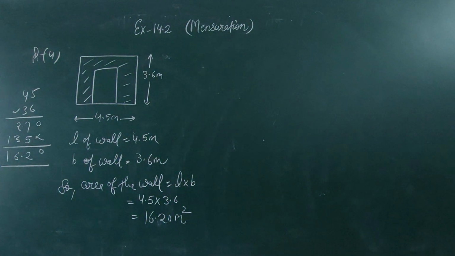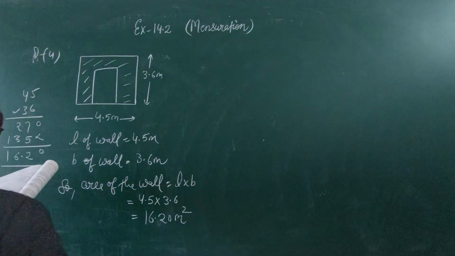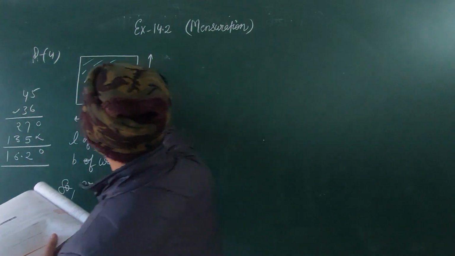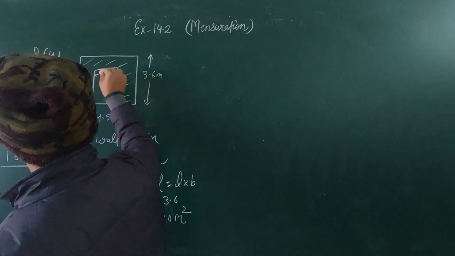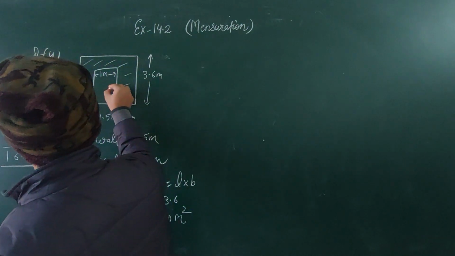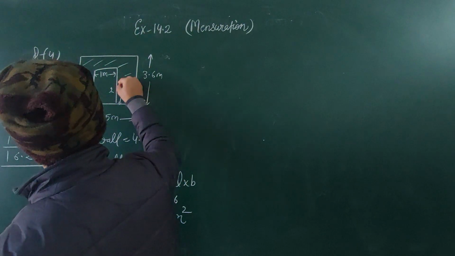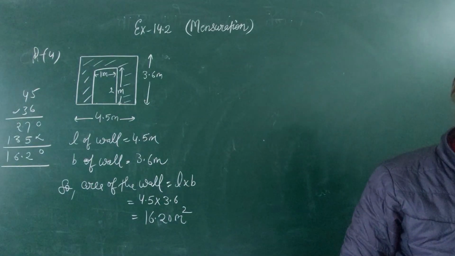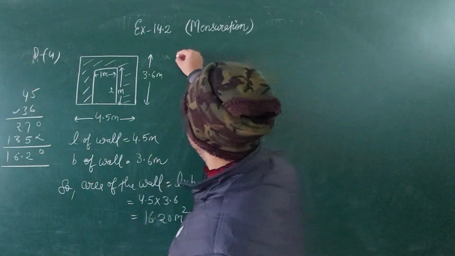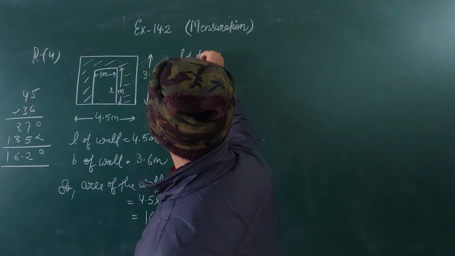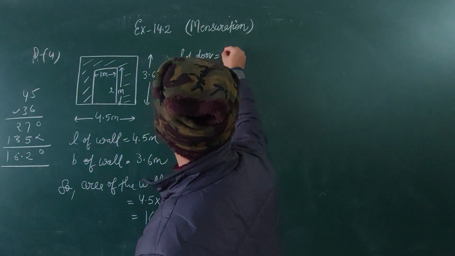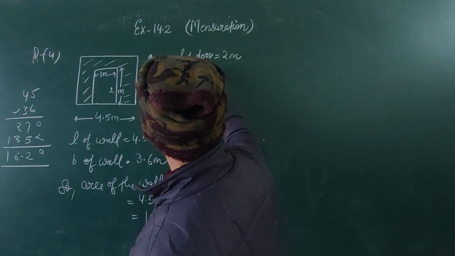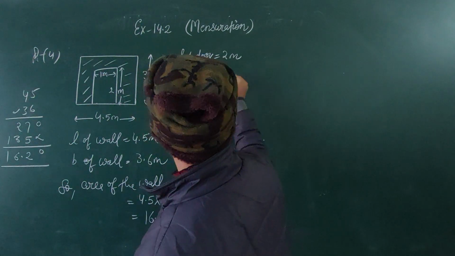So we have calculated the area of the wall. Now we will find the area of the door, and in the given question this is 1 meter and this is 2 meter. This is again a rectangular door. The door is given in a rectangular shape. So length of door is equal to 2 meter and width of door is equal to 1 meter.